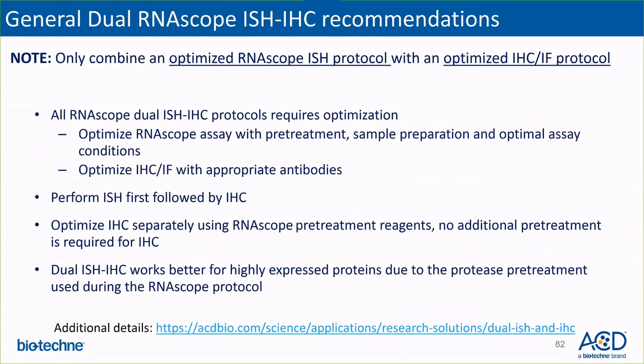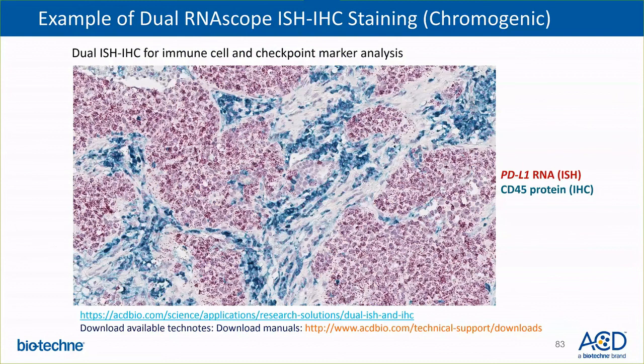We have technical notes available in the support page to combine the ISH with IHC or IF. If you have further questions, please contact technical support. And here is an example of using RNAscope singleplex red assay to detect the PD-L1 probe with subsequent IHC staining in blue for CD45 protein by IHC.